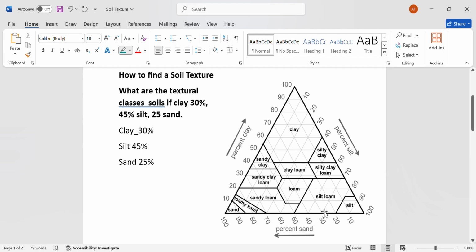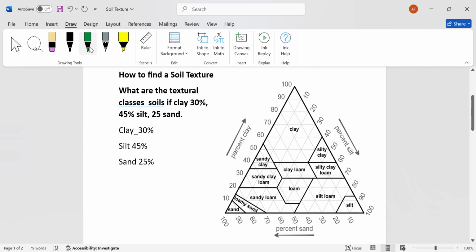For example, we have a triangle with three main sides. This one is the clay, this side is the silt, and this one is the sand. How will we draw it? Like 10, 20, 30, 40. Sand is 25%, so this is 20 and this one is 30, so in between is 25%.